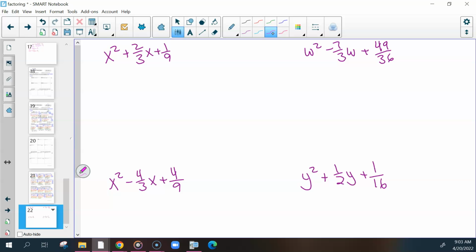Focus on the last fraction. If I multiplied that by 9, it would give me a whole number. So I'm going to multiply the entire thing by 9. And this is going to change it to 9x squared. 9 times 2/3, that'd be 18 over 3, 6x. And 9 times 1/9 would give us 1. Now it looks like something easier that we can work with.